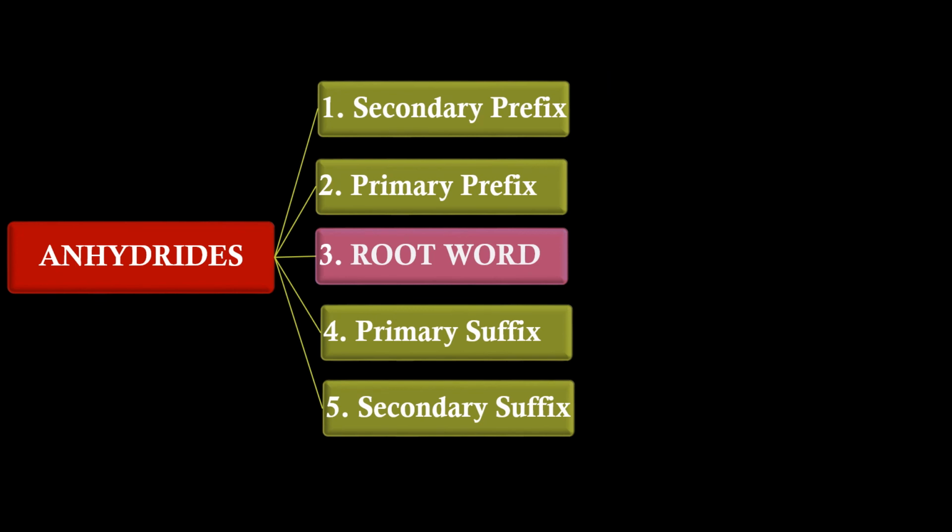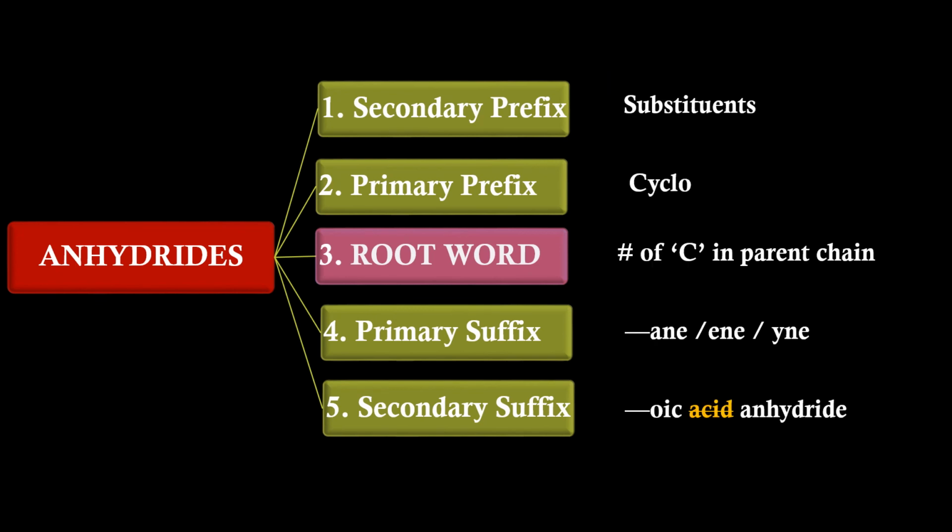The IUPAC name of anhydrides can have all 5 units in it. Secondary prefix tells the substituents. Primary prefix speaks about the cyclic nature of the molecule. Root word indicates the number of carbon atoms in the parent chain. Primary suffix indicates the linkage between the carbon atoms in the parent chain. Secondary suffix indicates the presence of anhydride through the words oic anhydride. I have written acid and scratched it here because the name is very similar to carboxylic acid, where it was oic acid. Here it is oic anhydride.